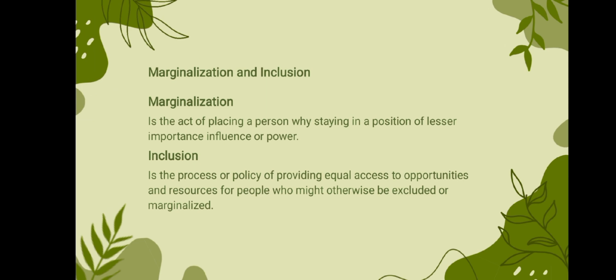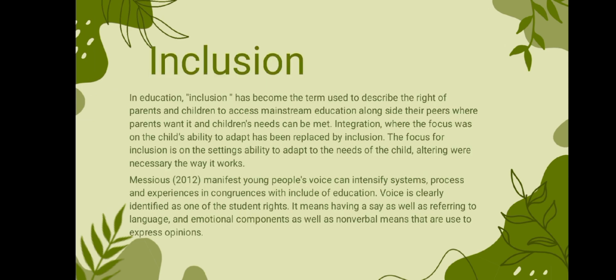For example, the teacher assigned group rules to ensure that all students, including one with a hearing impairment, are given leadership and participation opportunities. In education, inclusion has become the term used to describe the right of parents and children to access mainstream education alongside their peers, where parents want it and children's needs can be met. Integration, where the focus was on the child's ability to adapt, has been replaced by inclusion. The focus for inclusion is on the setting's ability to adapt to the needs of the child, altering where necessary the way it works.